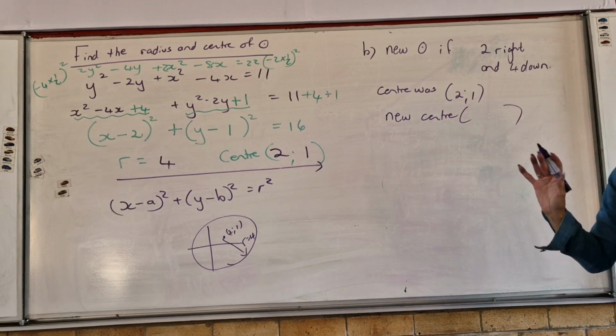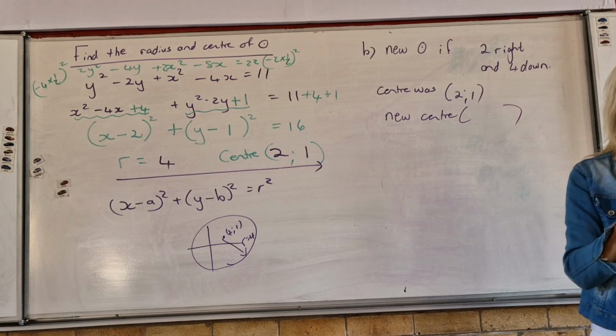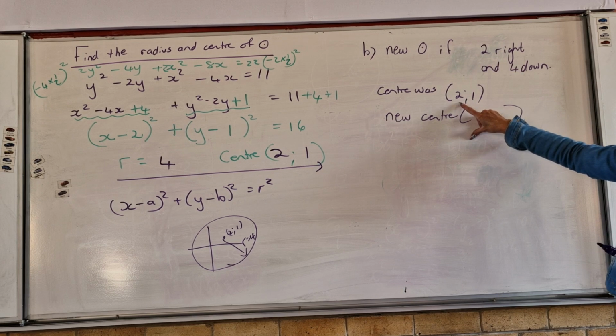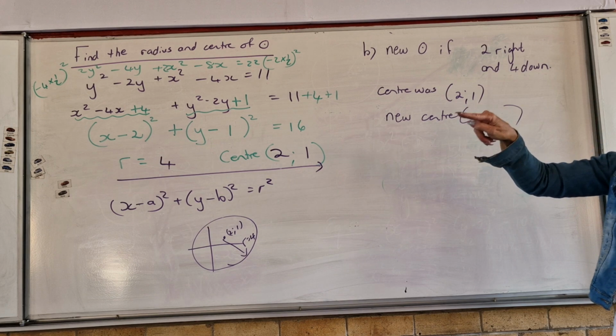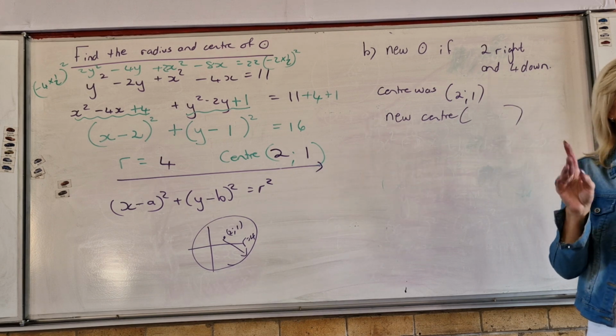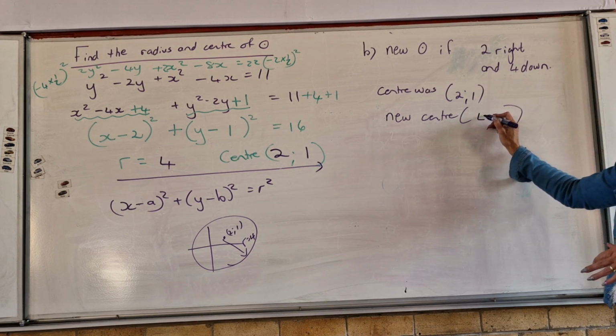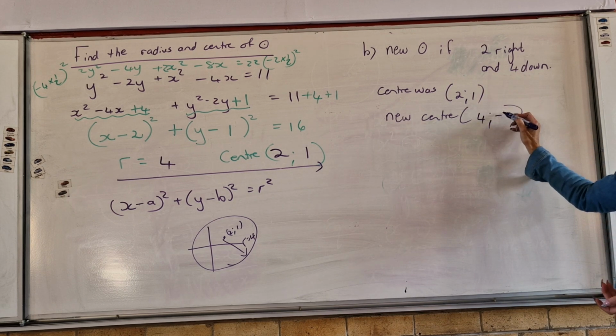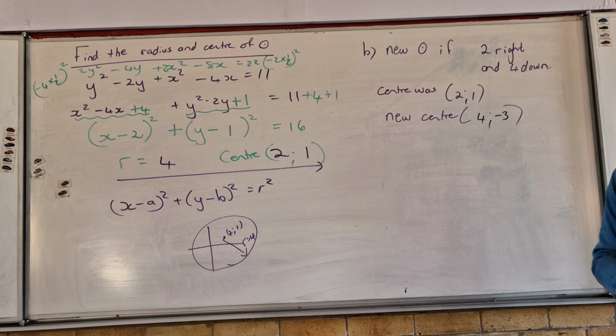Now if you have to go 2 to the right, where are you? At 4. That's 2 to the right. You're at a point, you're moving it 2 to the right. The new center will then be 4. And 4 down? So what's the circle?